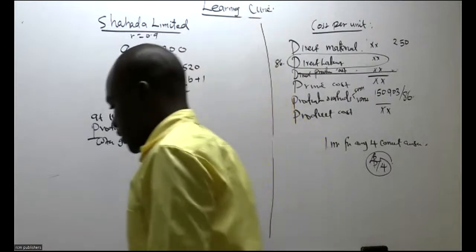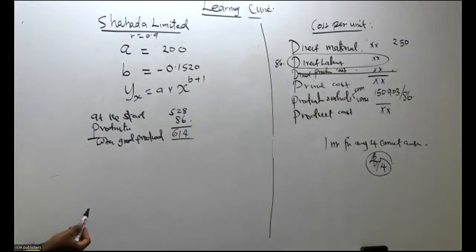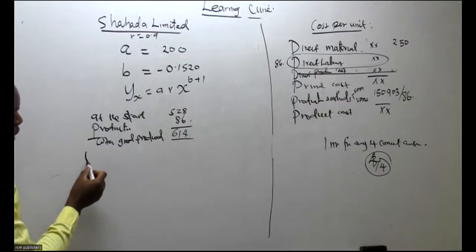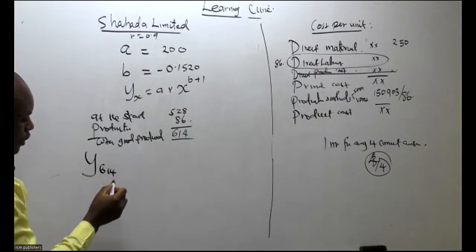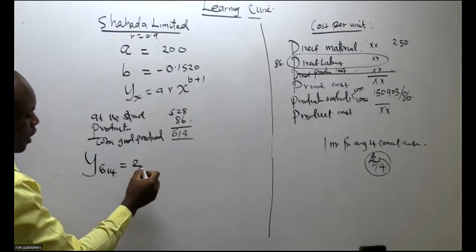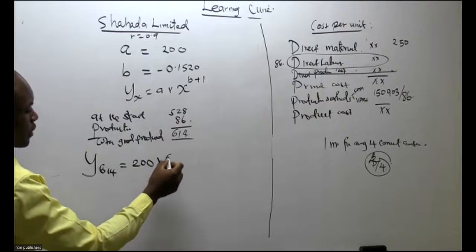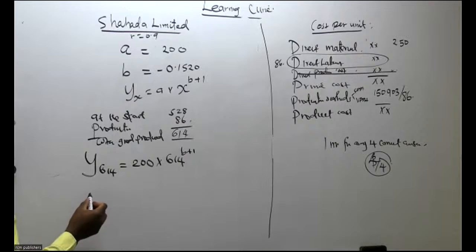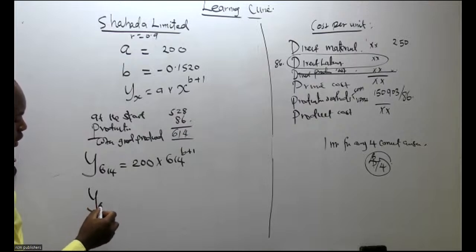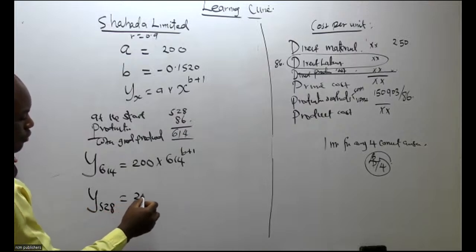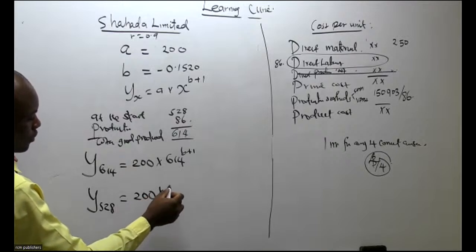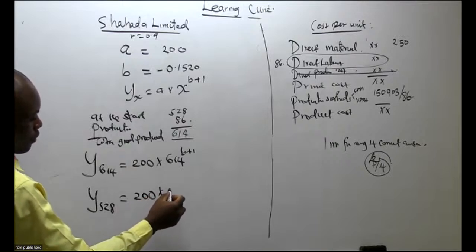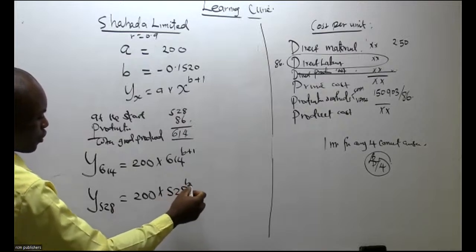Look at it. How do I get the total time taken to produce 86 units? It will be the time taken to produce the first 614 units, which is time taken to produce the first unit times 614 raised to the power b plus 1. Then I need to get the time taken to produce the first 528 units.